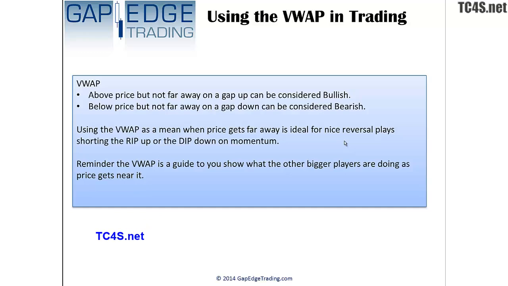So remember, you want to try to buy and sell near the VWAP, or on the other spectrum, if the stock gets extended far away, either up or down, away from the VWAP, if it's far away on the upside, you want to look to short it so it comes back in. And also, if it sells way off, you want to get the bounce into it then. So using the VWAP as a mean when price gets far away is ideal for nice reversal plays. Using this, shorting the rip or buying the dip down on momentum.